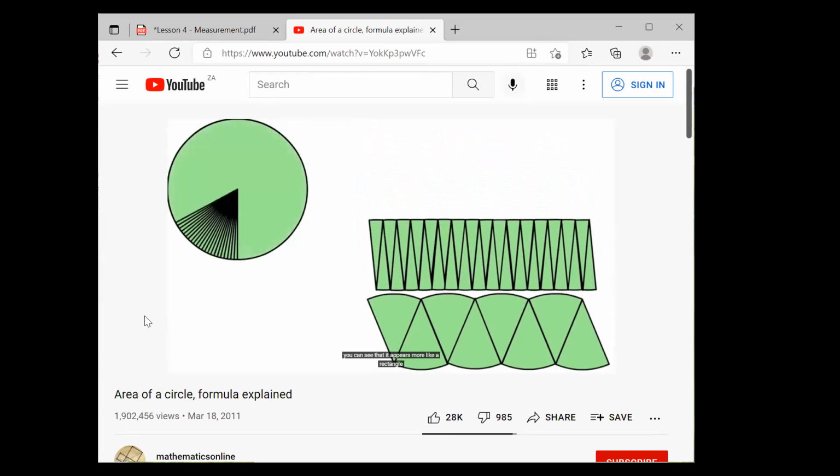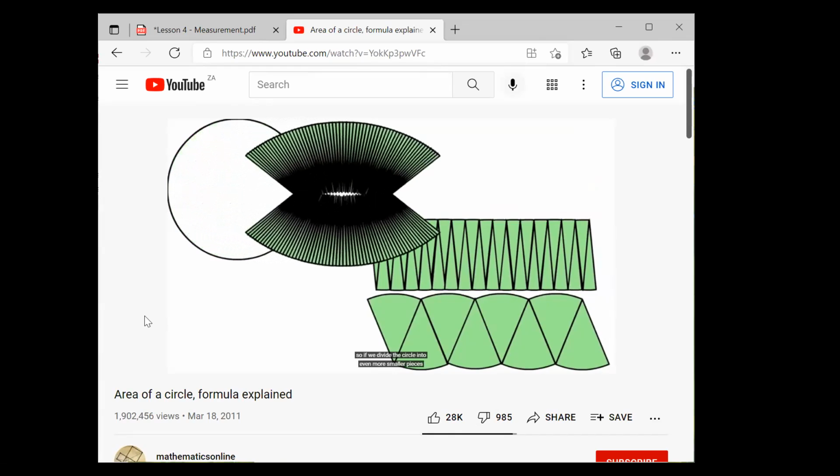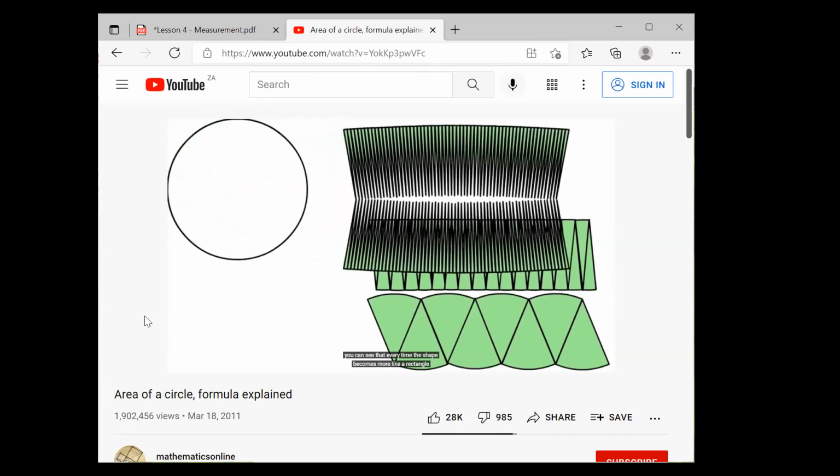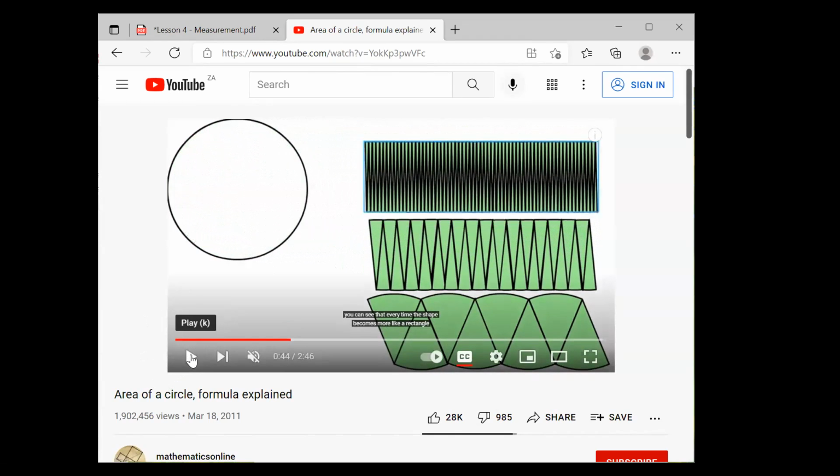And then even more, this is where it starts getting quite cool. So we've got tiny, tiny pieces now, and we're breaking them apart. And we are creating pretty much a rectangle. And the more we cut up, the closer we're going to get to a rectangle. Now, if you think about that, when we have a rectangle, we know that a rectangle is length times breadth, right?